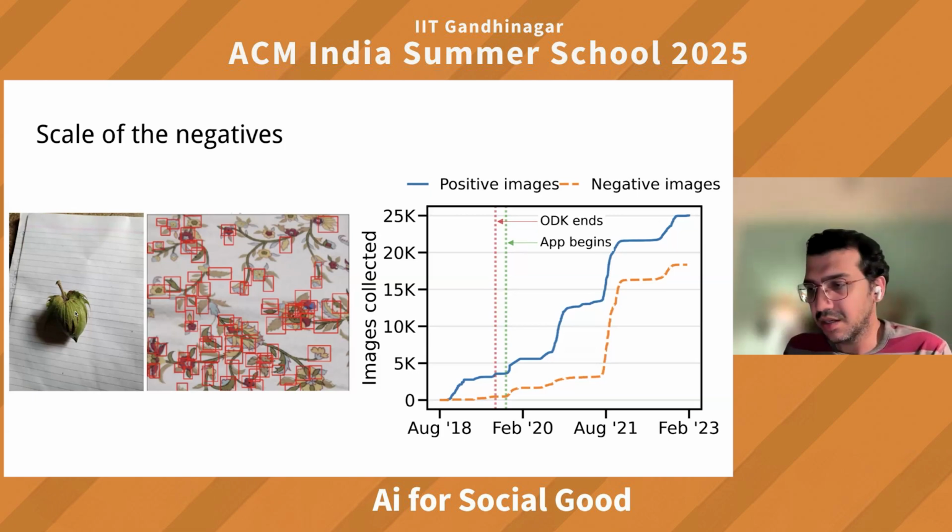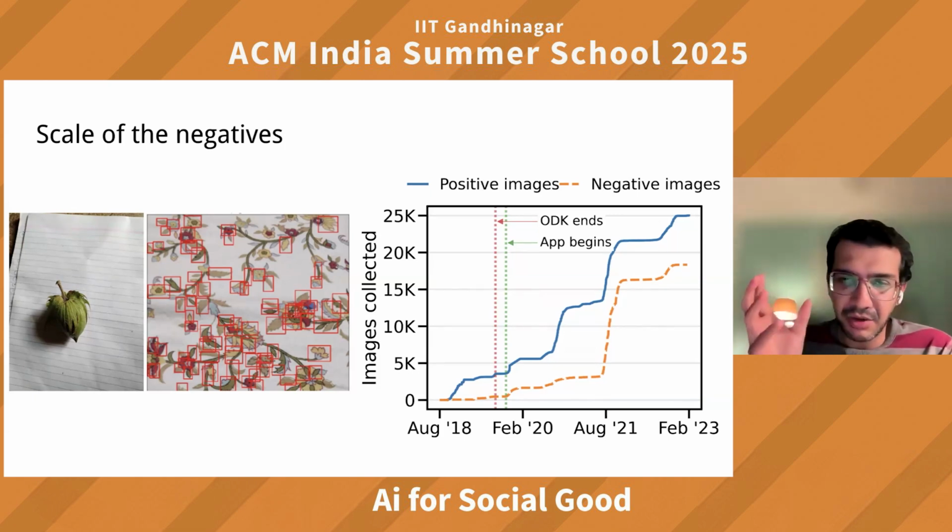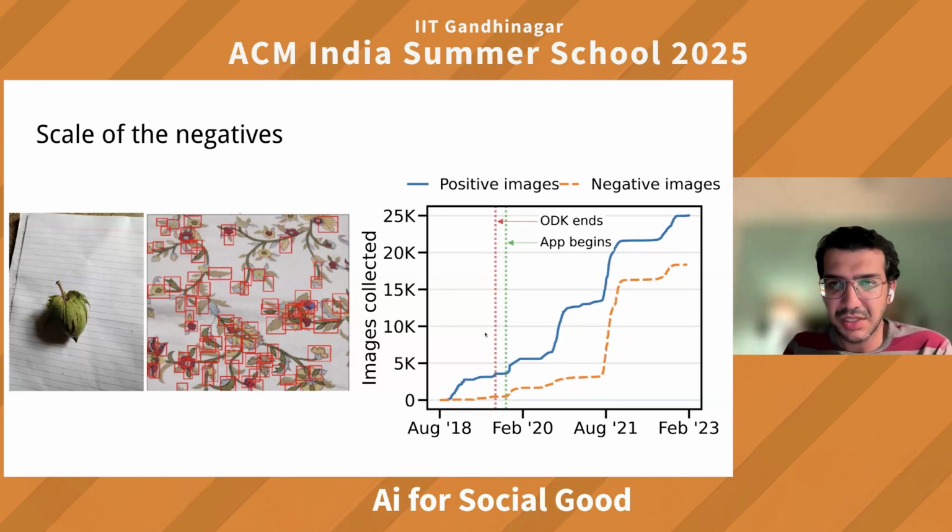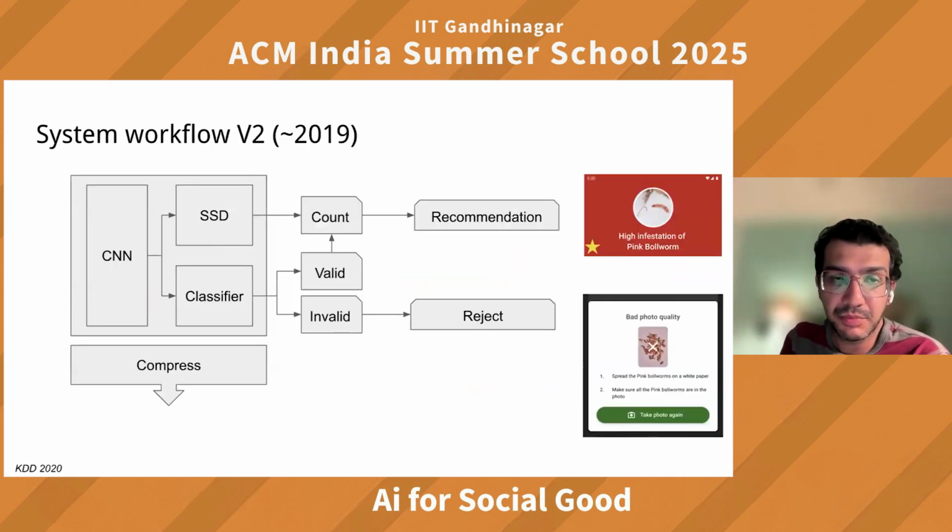So we had this issue that even though we had a little bit of positive, during this time, this was just when the app began, so we had about 3,000-4,000 images, but the scale of negative was really big. So we had to figure out something.